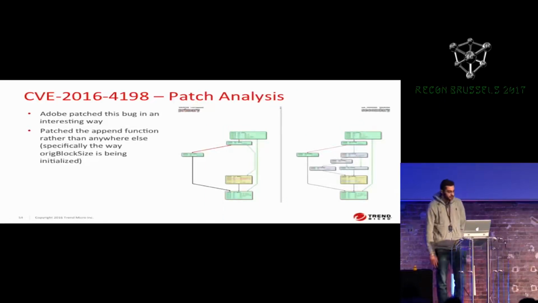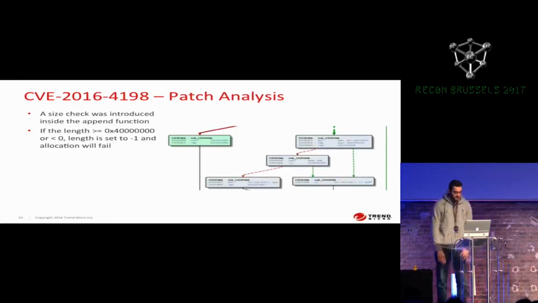All right, as for the patch, Adobe patched it in a really interesting way. Personally, I was expecting them to do some checks on the variable initially, but what they did is implement some checks inside the append function. They made sure that the value is in a certain range. If not, it's going to be set to a negative value, and then the allocation is going to fail. So basically, the check is whether the length is greater than 4000, or is a negative value. If that check succeeds, then fine. If it fails, then it's going to be set to -1, and then the allocation just fails.